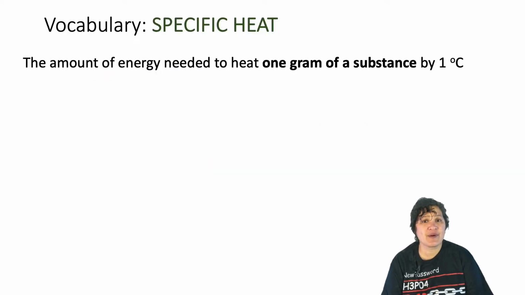Next up, we're going to talk about specific heat, which is defined as the amount of energy needed to heat 1 gram of a substance 1 degree Celsius. I know that sounds a lot like the definition of heat capacity, so let me call out the difference here. Heat capacity talks about how much energy you need to heat an entire object, while specific heat is based on the amount of mass that's available.